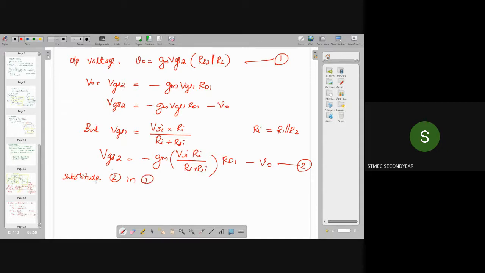So what will happen? V out is equal to what? GM into, instead of VGS2, we have to substitute this value. That is GM into minus GM VSI into RI divided by RI plus RSI.